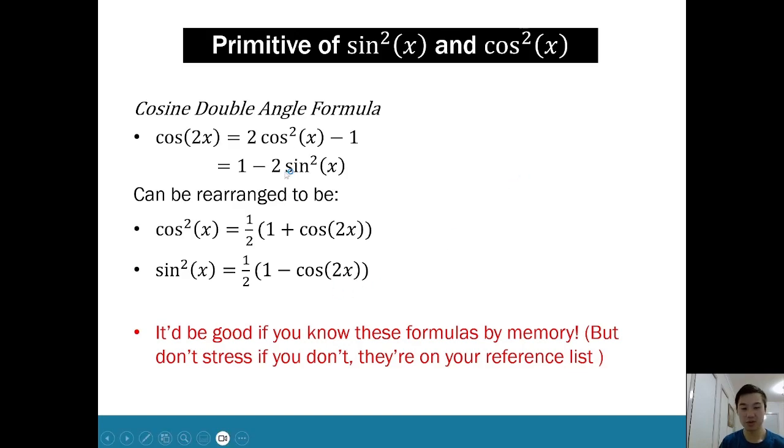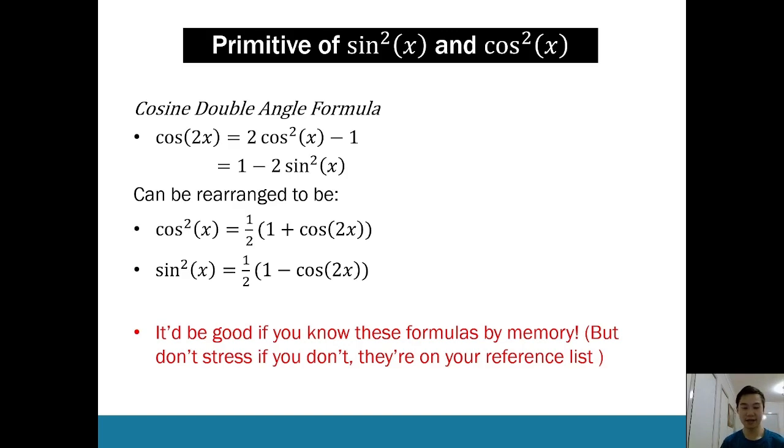Using these results, we can rearrange them so that cos squared x and sine squared x are the subject, and using this, you can actually integrate. So when you integrate sine squared or cos squared, always remember to change it into this form, because we can integrate these forms much more easily than when we just integrate cos squared x or sine squared x.